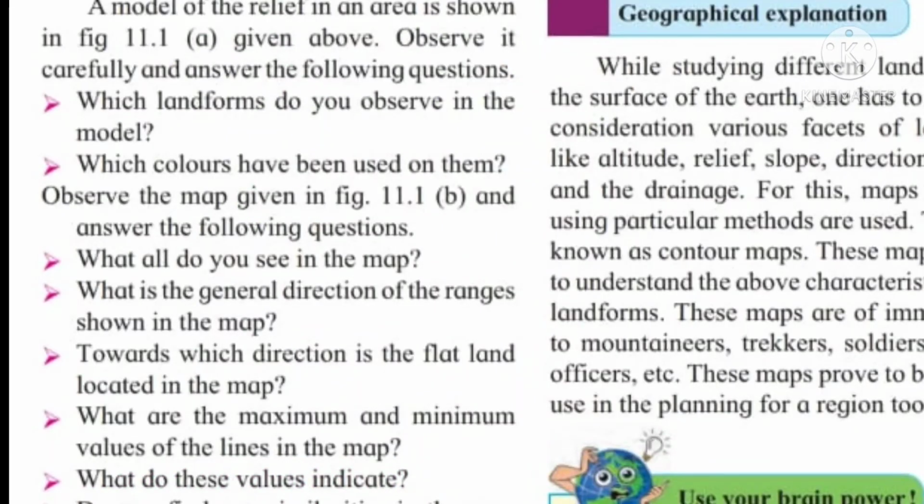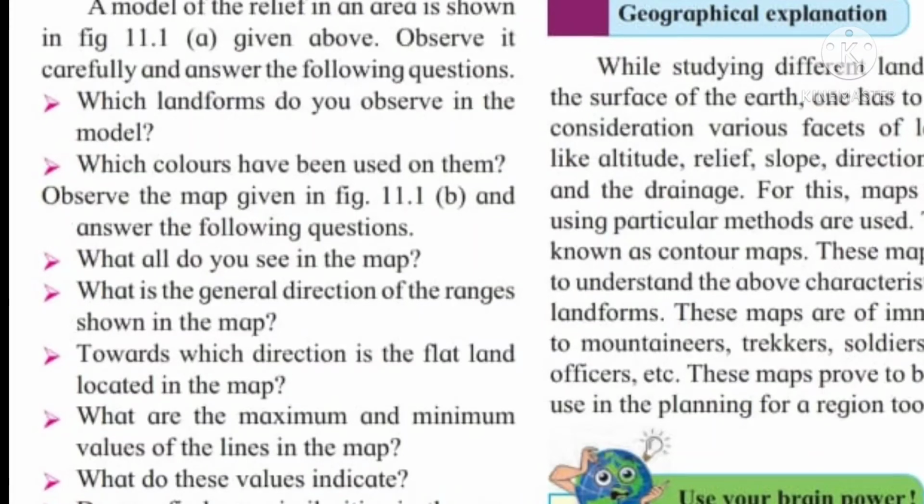What all do you see in the map? Various landforms, such as altitudes, relief, slope, and direction of the slope can be seen in the above map. What is the general direction of the ranges shown in the map? They are shown in the eastern direction. Towards which direction is the flat land located in the map? It is located in the eastern part.